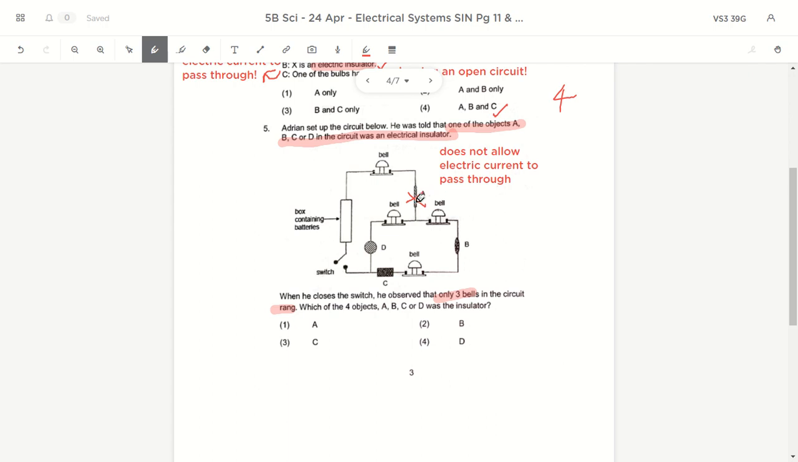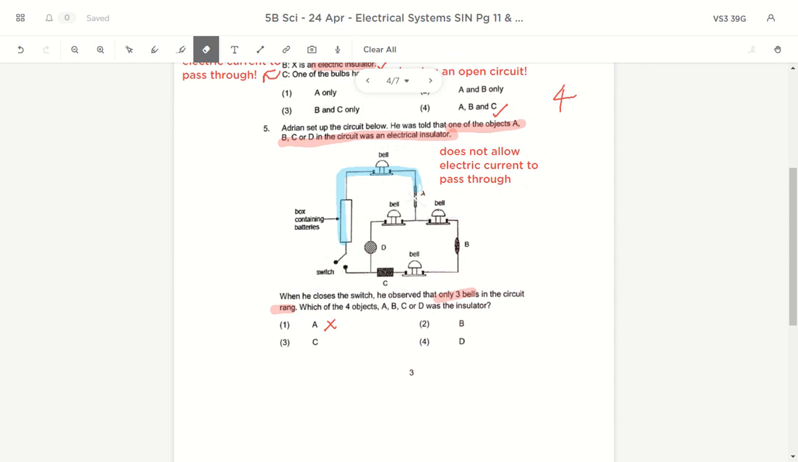If A was the insulator, let's trace the path of electricity. The electric current will flow through, and then get stuck. It can't pass through, and you realize it can't even go back to form a complete loop. So if A was the insulator, none of the bells will ring. I want 3 to ring, so it cannot be A.